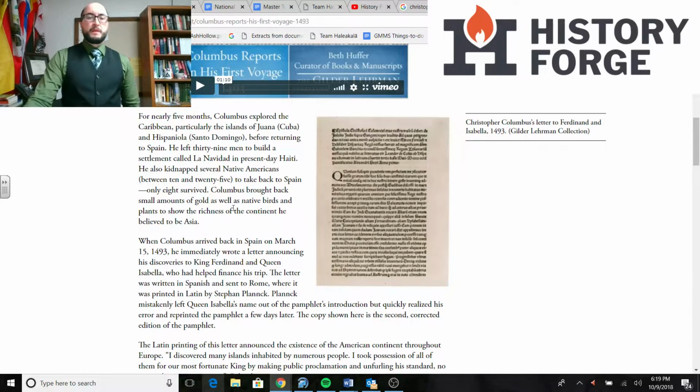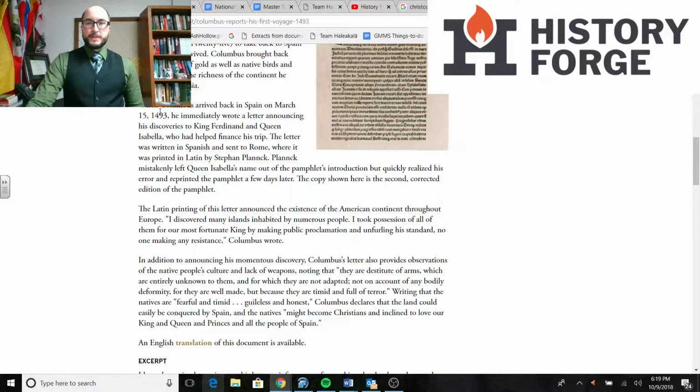Columbus brought back small amounts of gold, as well as native birds and plants that show the richness of the continent he believed to be Asia. When Columbus arrived back in Spain on March 15, 1493, he immediately wrote a letter announcing his discoveries to King Ferdinand and Queen Isabella, who had helped finance his trip. The letter was written in Spanish and sent to Rome, where it was printed in Latin by Stephen Planck. Planck mistakenly left Queen Isabella's name out of the pamphlet's introduction, but quickly realized his error and reprinted the pamphlet a few days later. The copy shown here is the second corrected edition.